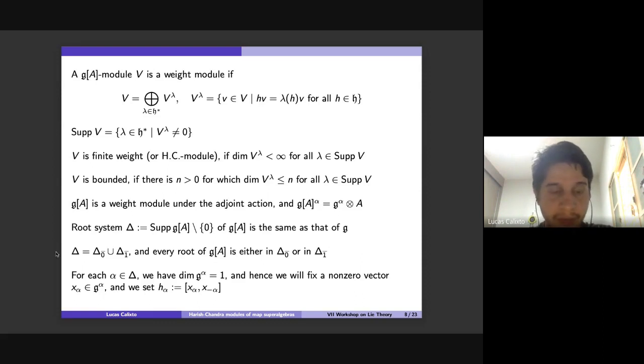Also, one nice thing that occurs here is that for each root, the dimension of the root space is 1, again just like in the semisimple Lie algebra case. Therefore, we can fix a non-zero vector x alpha for each root, and we define h alpha to be the bracket between x alpha and x minus alpha. For example, if the root is even, and we take the subalgebra generated by x alpha, x minus alpha, and this h alpha, what we have is just an sl2, right? If the root is odd, then we have to be more careful. In general, we will have different subalgebras.